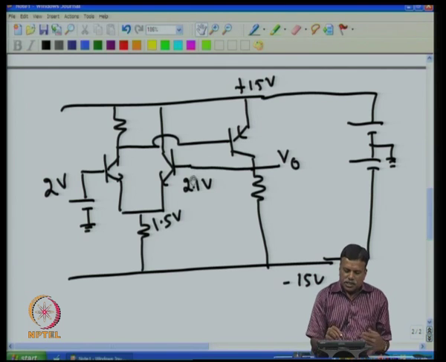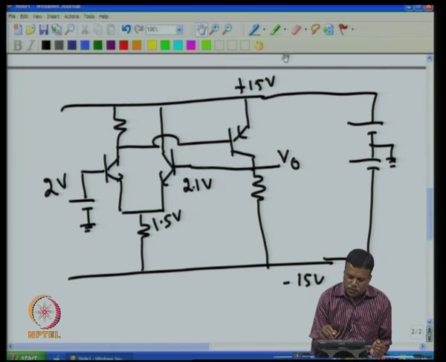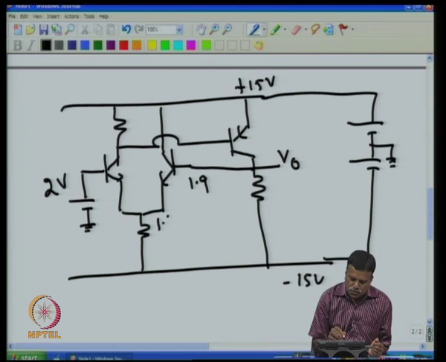And the other way around, if this voltage tries to go below 2 volt, for example, I take this and put it as 1.9, then if this is 2, automatically this will go to 1.4. Now, if this is 1.4 and this is 1.9, then you have only 0.5 and this cannot conduct. Then heavy current flows through this, and this voltage increases.